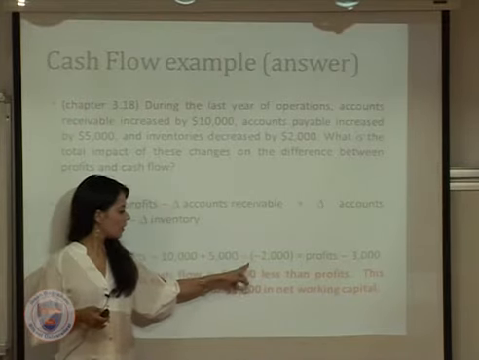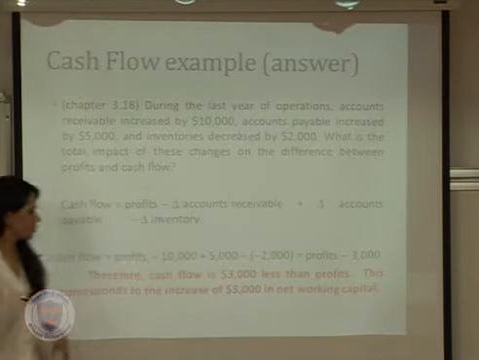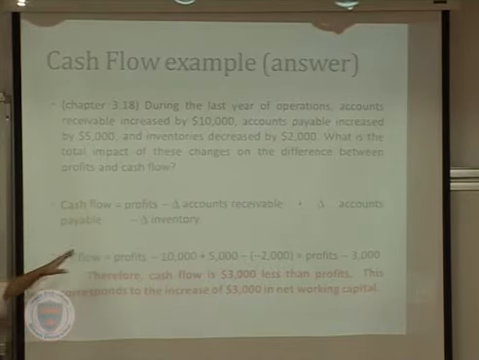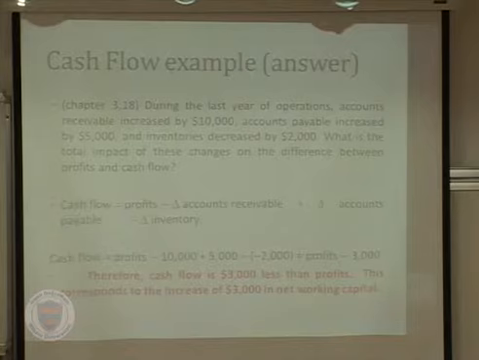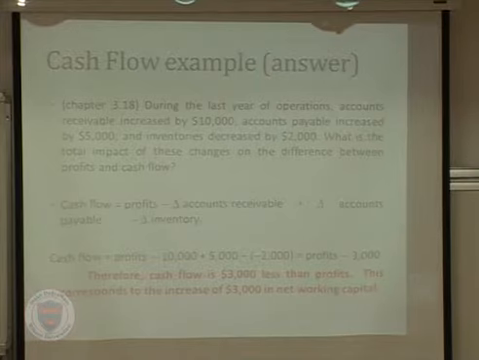Okay, that's fine. So overall, the difference between profits and cash flow should be 3,000. So profits minus 3,000 should give you the cash flow, right? So it's just a general idea of how we're going to translate income into cash, basically.